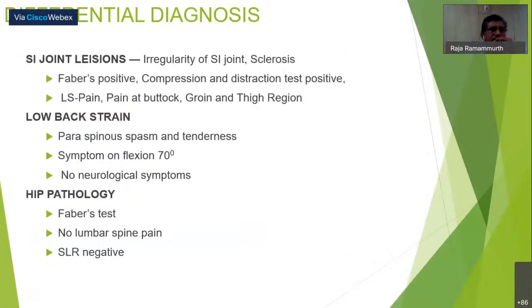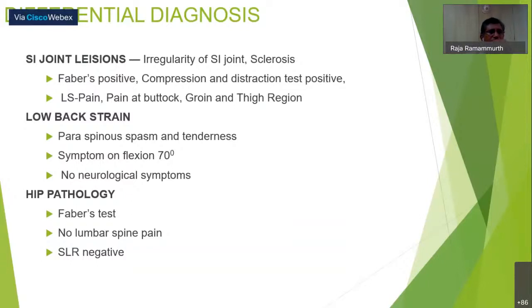Then the other differential diagnostic conditions, which resemble low back pain, are the SI joint lesion, where we can see the irregularity of the SI joint or the sclerosis. Apart from sclerosis, there will be a very severe pain which resembles low back pain. These patients are diagnosed by the Faber's test. Here the Faber's test will become positive, and the compression and distraction tests also will be positive, mainly in case of SI joint lesion.